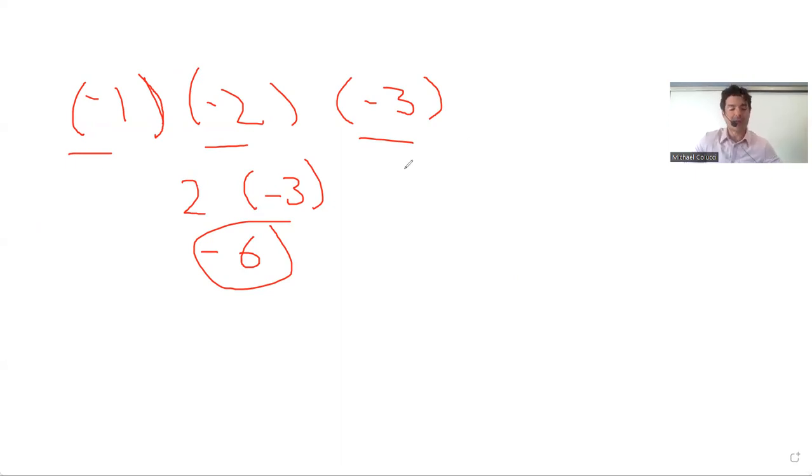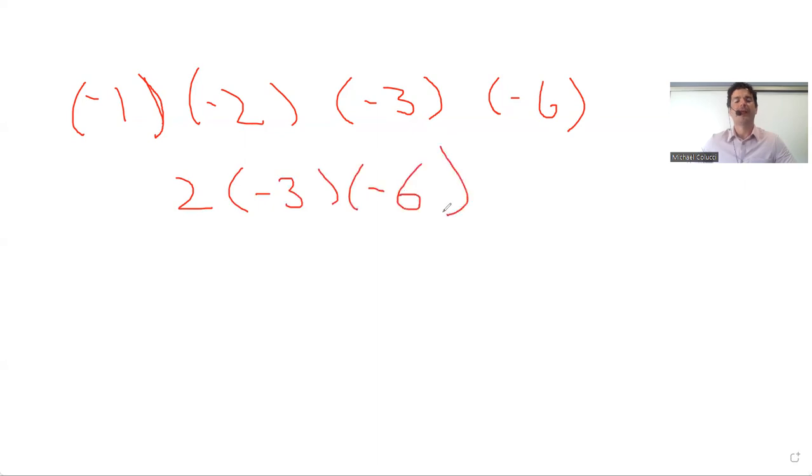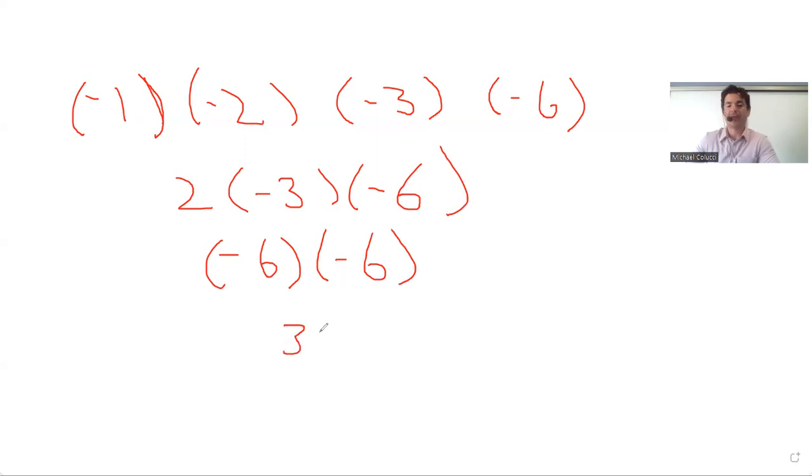But what if there was a fourth one here? I'm going to bring in a negative, I don't know, 6. Let's get crazy. Let's see if I can remember my multiplication tables here. Negative 1 times a negative 2 is a positive 2. We still have a 3. We still have a 6, both of which are negative. Positive 2 times a negative 3 is a negative 6. But we still have a negative 6. A negative 6 times a negative 6 is a positive 36.